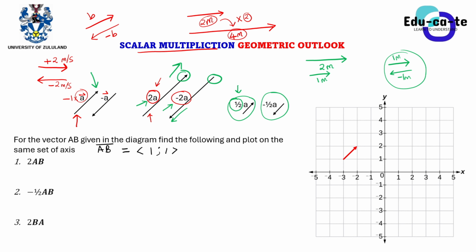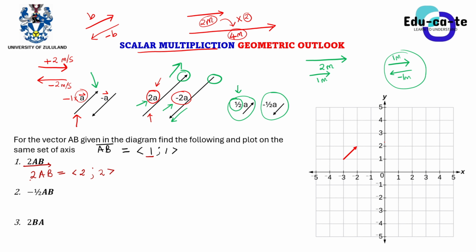So now we're going to do these ones. Number 1, we're going to have 2AB. Basically, we are going to take our vector AB and multiply it by a scalar factor of 2. Now to find the vector 2AB, remember, you multiply each and every component by that 2. In this case, 2 times the x component, which is 1, is 2. And then you have to multiply the y value as well. 2 times 1 will also be 2. These are the components, so this is 2:2.